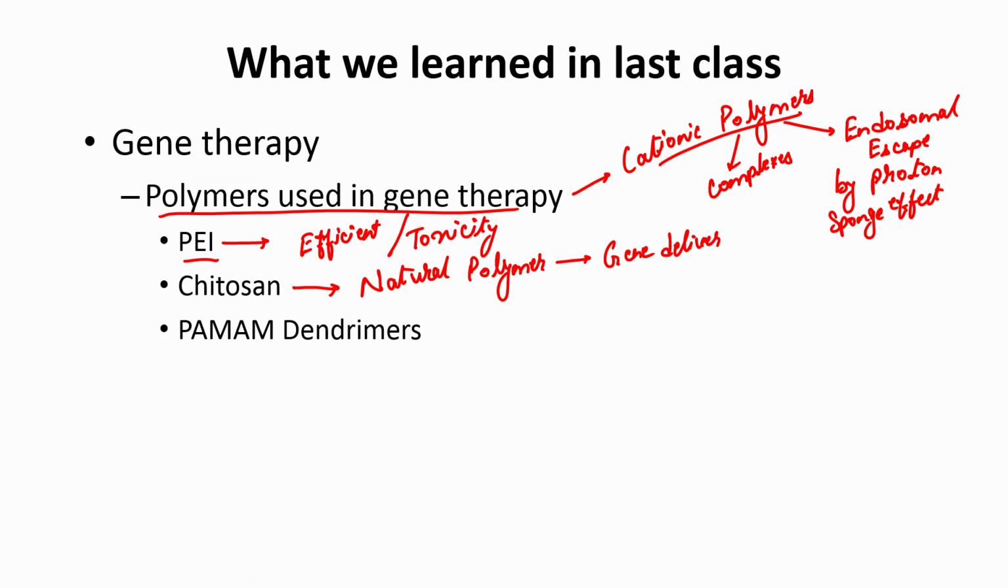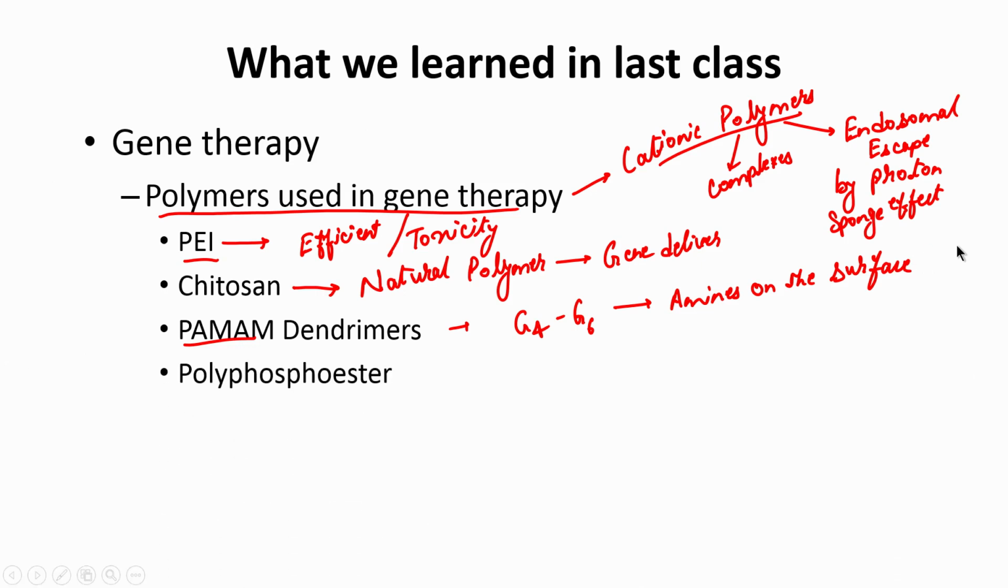And then we talked about PAMAM dendrimers, which are taken all the way to G4 to G6 generation to get several amines on their outer structure, and that can be used to either conjugate or complex with the DNA. And finally, we looked at one other type, which is polyphosphoesters, where phosphoesters have been modified with amines. They are much more cytocompatible as compared to PEI or PLL, and we saw that they can also be used for gene transfection.